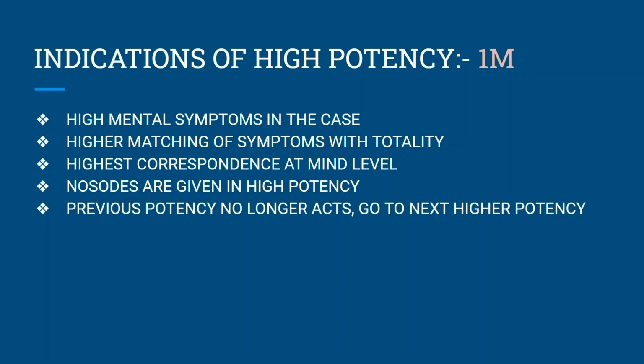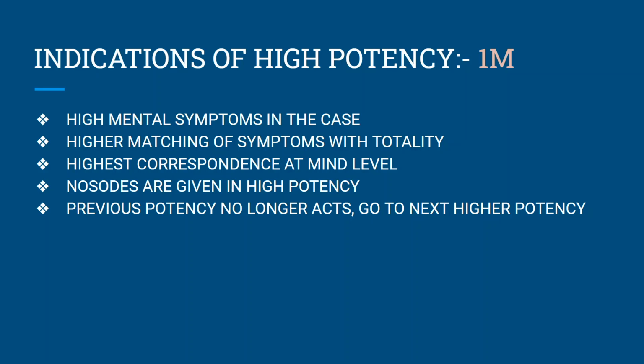So what are the indications of high potency? What is a high potency? 1M and above are high potencies. High mental symptoms in the case is the most important indication of high potency. Higher matching of symptoms with totality. So if the entire totality in the patient is matched with the remedy at the level of mind and body, then we select high potency.